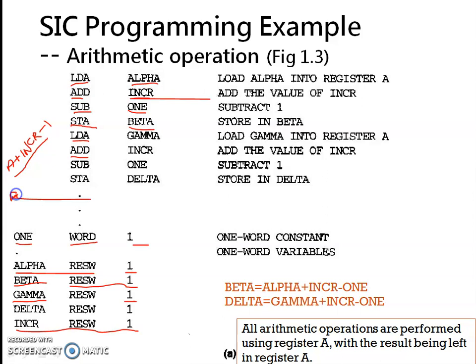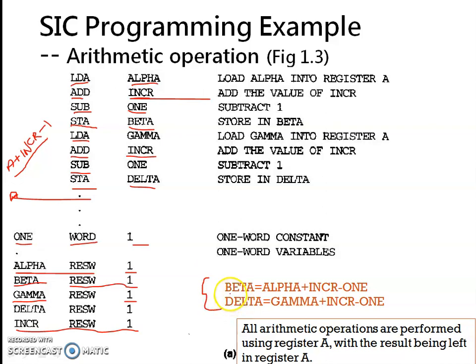It performs what? Addition operation. Addition with which address label INCR value it will be used, and then subtract using 1. Store the accumulator value to delta. So this program is used to perform this operation.